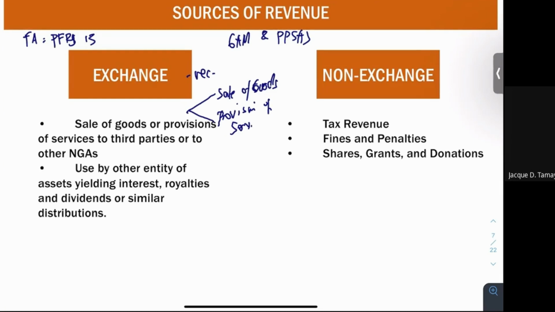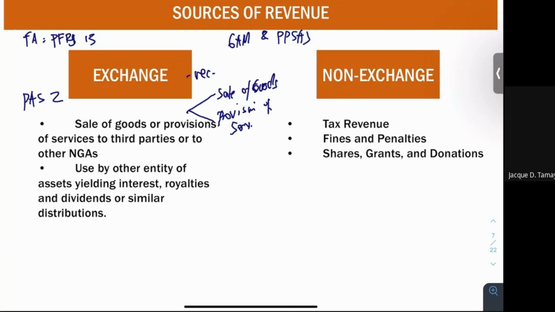When we talk about sale of goods, if you remember under PAS 2, or under PFRS 15, when can we say that the goods are already transferred? When the risks and rewards of ownership of the goods are already transferred to another person. The same concept is still governed under GAM. So when do we recognize the revenue? We recognize it when there is a transfer of significant risks and rewards of ownership of the goods, and you have no continuing managerial involvement.